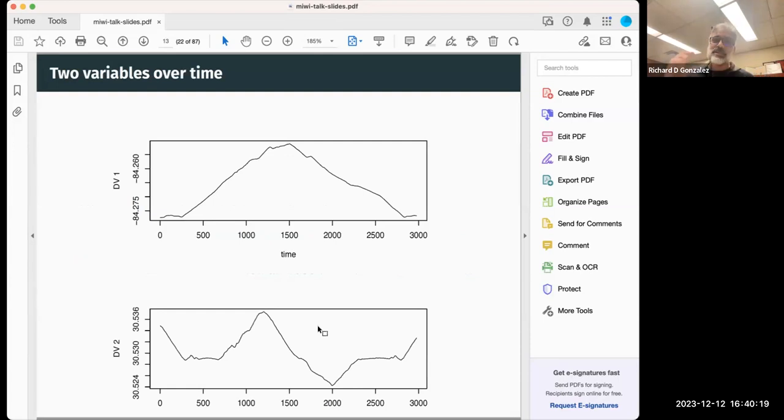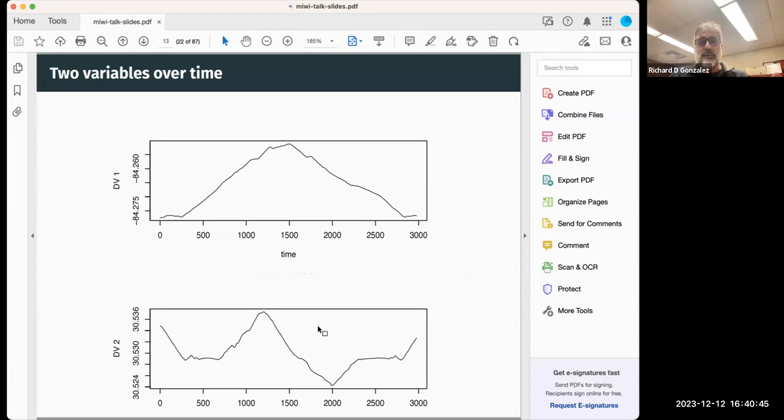Let me give you a visualization of what I mean by feature engineering and how if you think of data in one way, you might not actually understand what the data are trying to tell you. So here I have two time series. I'm purposely not going to tell you what they are for a minute or two, but just think of it as two dependent variables that I measured on a single individual.